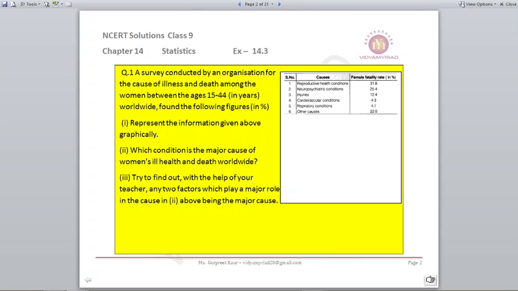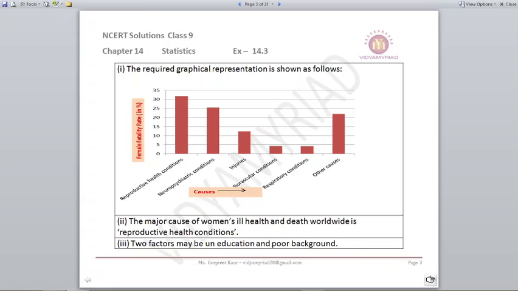So a table is provided to you. What we have to do is represent the information graphically. Which condition is the major cause of women's ill health and death worldwide, and try to find out, with the help of your teacher, any two factors which play an important role in being the major cause. So let us first make a tabular form of this.